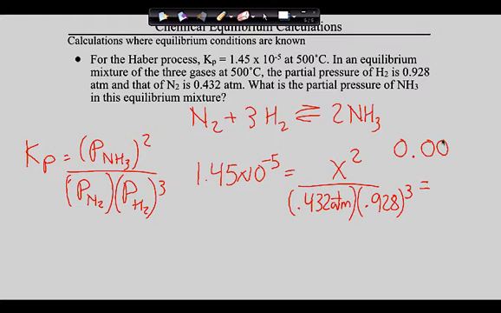So that times 0.432 times 1.45 times 10 to the negative fifth, and then take the square root. I get 0.00224. And then, guys, understand this needs units, right? Yeah, atmospheres. Talmadge, did you find your math there?